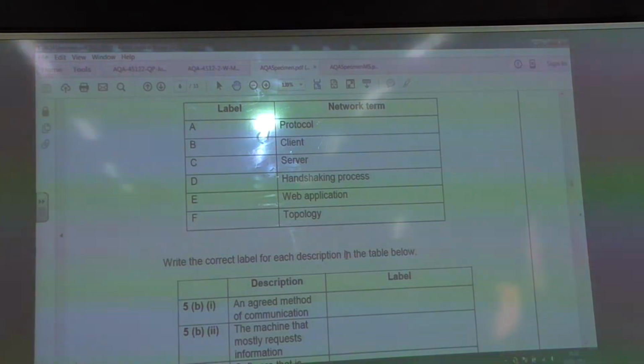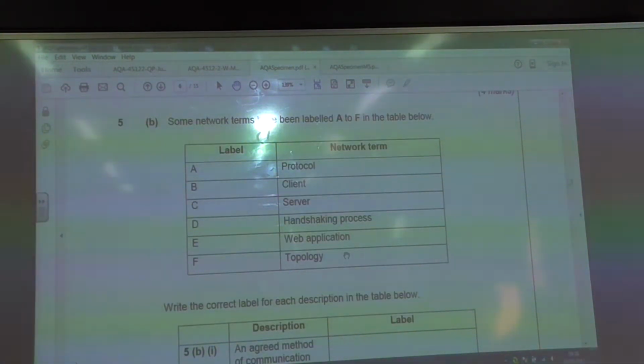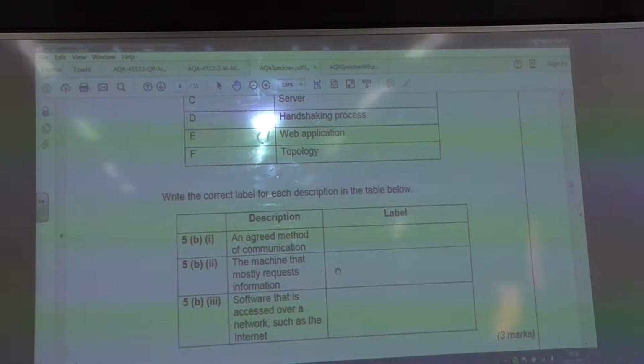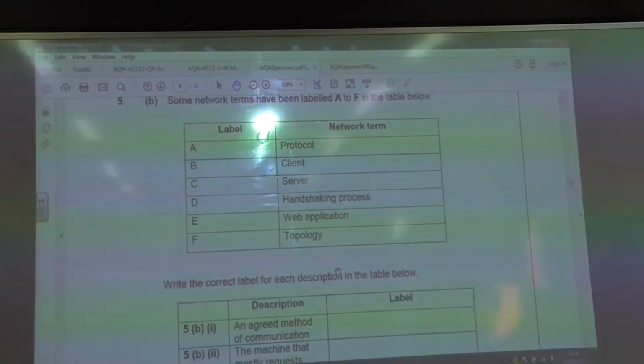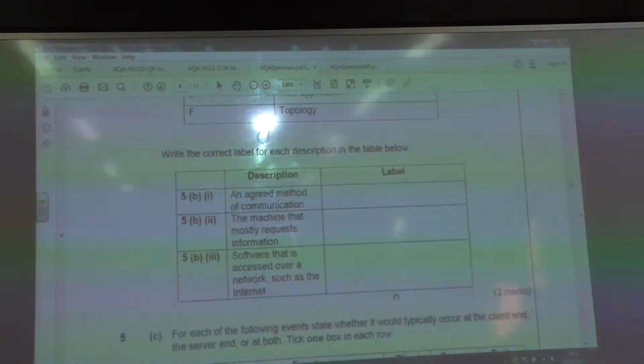The machine that mostly requests information? Client. Software that is accessed over a network such as the internet? Web application. Programs are sometimes called applications. If you've got one that you're accessing over the internet, it's a web application.